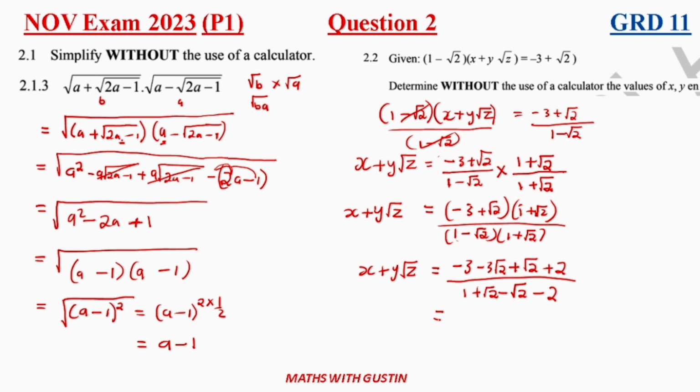Now we can simplify this further. At the top, negative 3 plus 2 is going to give us negative 1. Negative 3 square root of 2 plus square root of 2 is going to give us minus 2 square root of 2. All over at the bottom, what do we have? Negative square root of 2 and positive square root of 2 will go, and we've got a minus 1 there. This side will still remain the same, x plus y square root of z.